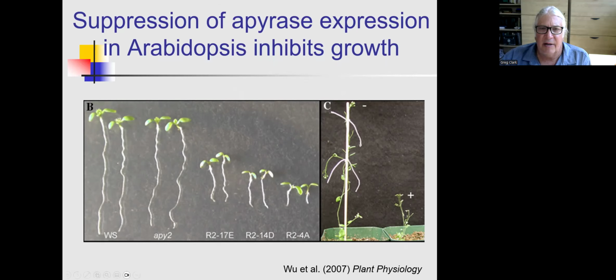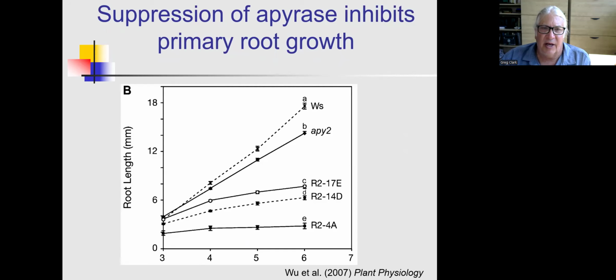And in the next slide, what you'll see is quantification of the data you just saw. At 6 days, the APY2 single knockout has a statistically significantly shorter root, but at much earlier stages, you have shorter roots in all 3 of the RNAi lines. The line R2/4A is the one that has the highest level of APY1 expression suppressed, up to about 75%. And you can see that its roots are the shortest.